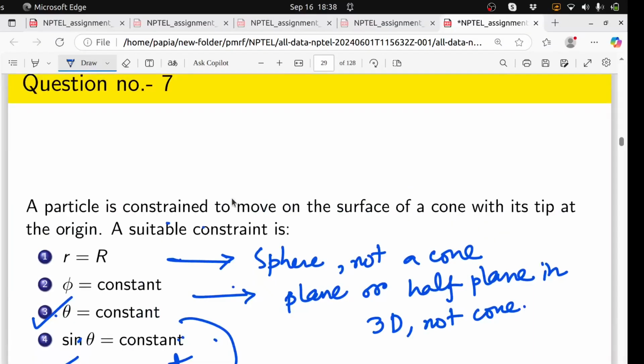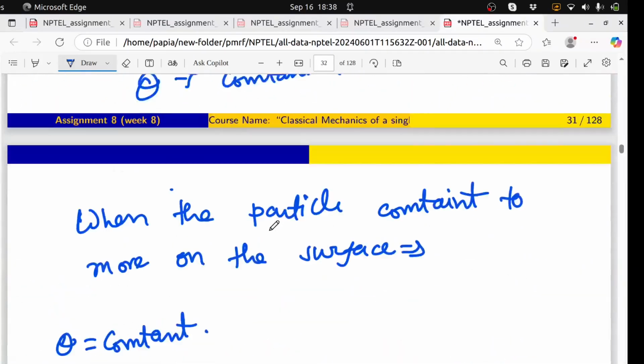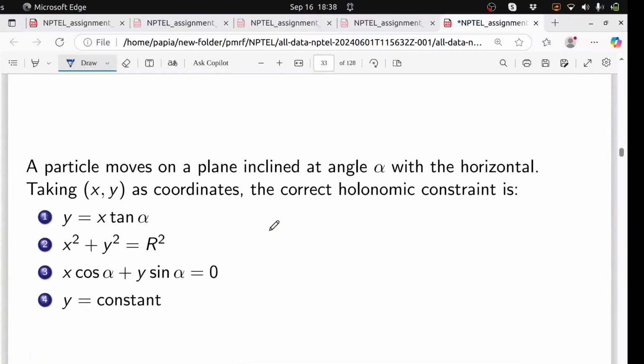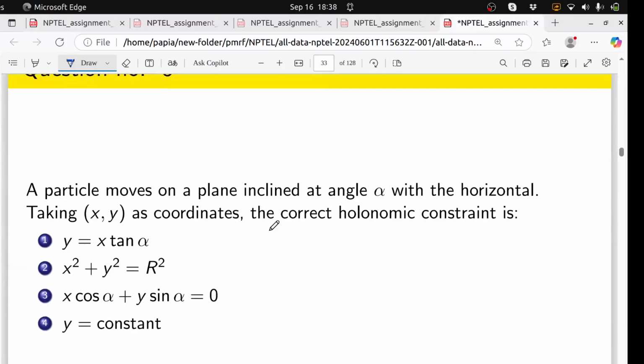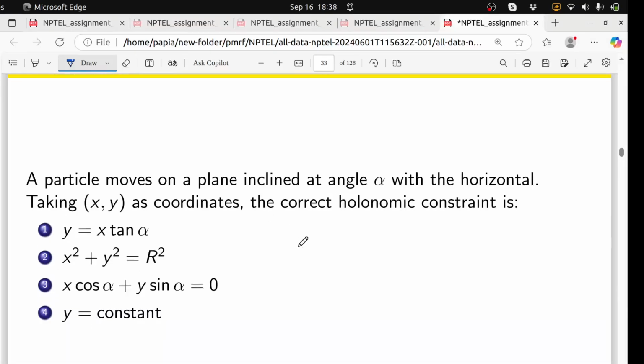So when we are talking about the particle which is constrained to move on a surface of a cone with its tip at the origin, the suitable constraint will be theta equals to constant. Okay, fine. Now the particle moves on a plane inclined at an angle alpha with the horizontal, taking xy as coordinates. The correct holonomic constraint is.